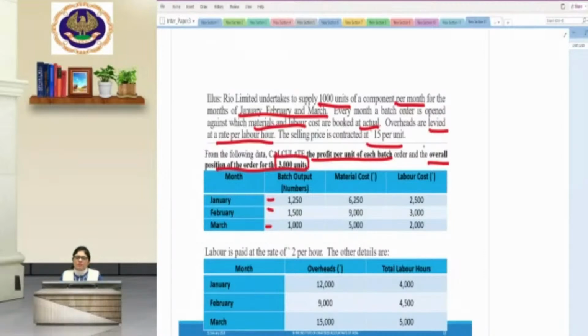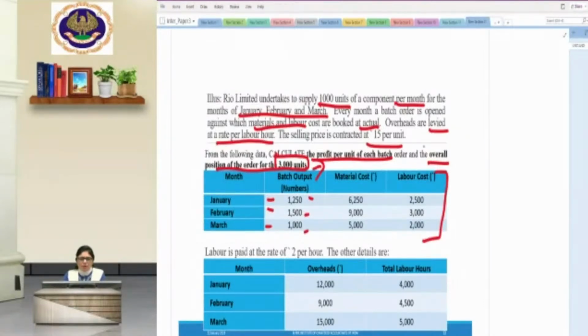Clear? So we will be calculating the cost per unit, the selling price per unit we already have. Then the profit per unit we will calculate. So once we have the cost per unit and profit per unit, with that per unit rate we will apply for 3,000 units. Clear? So first we have to calculate. Now how to calculate it? We'll be calculating the total cost on the basis of this information. Then total cost divided by their respective units, we will get the cost per unit. That cost per unit we will be applying on 3,000 units. So that will be the last step.